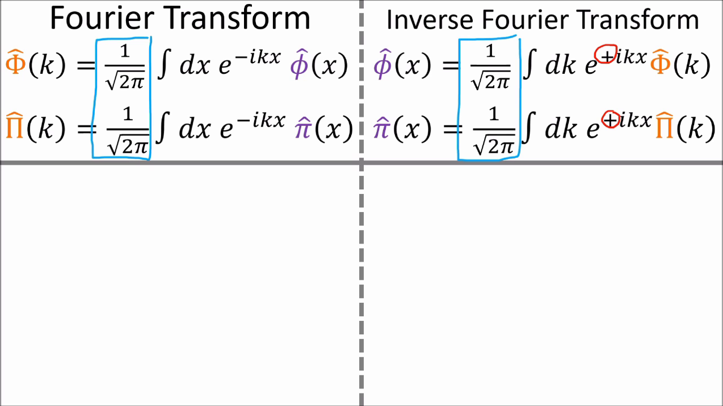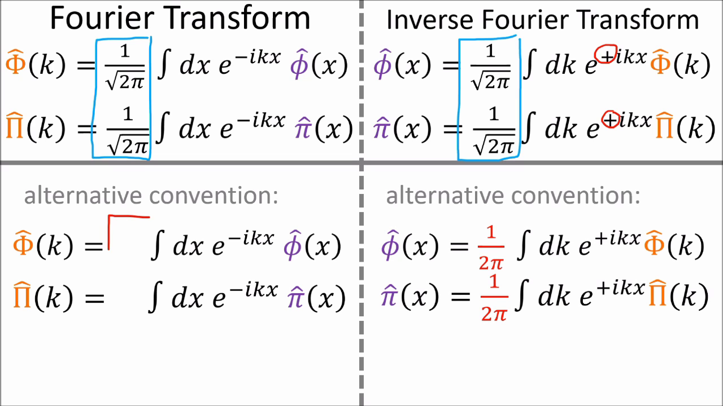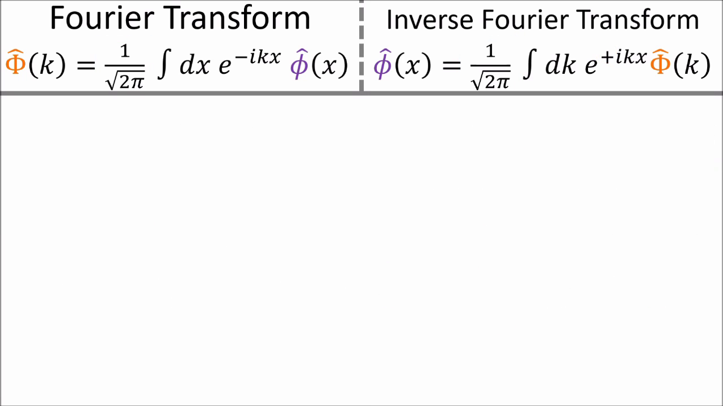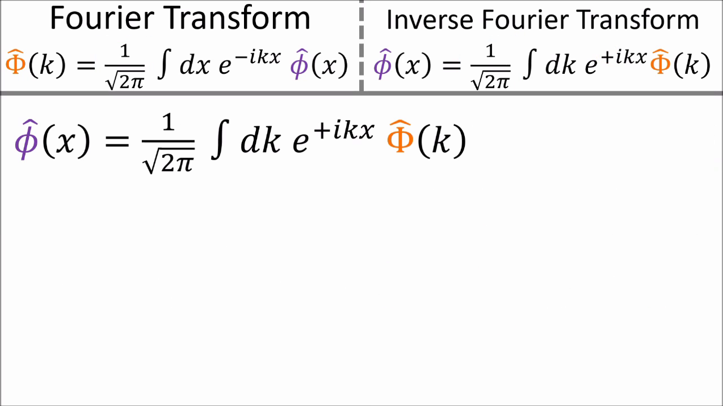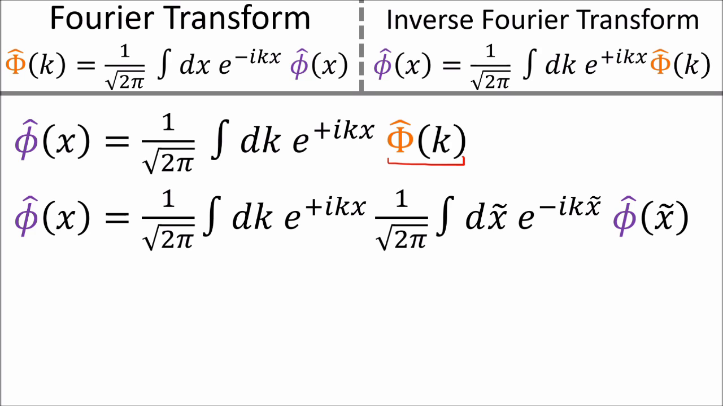Some other sources will use a convention where both of these factors are on the inverse formula only. It's also worth noting that if we take the inverse Fourier transform formula and then sub in the Fourier transform formula for big phi, we should get the original small phi result back again.